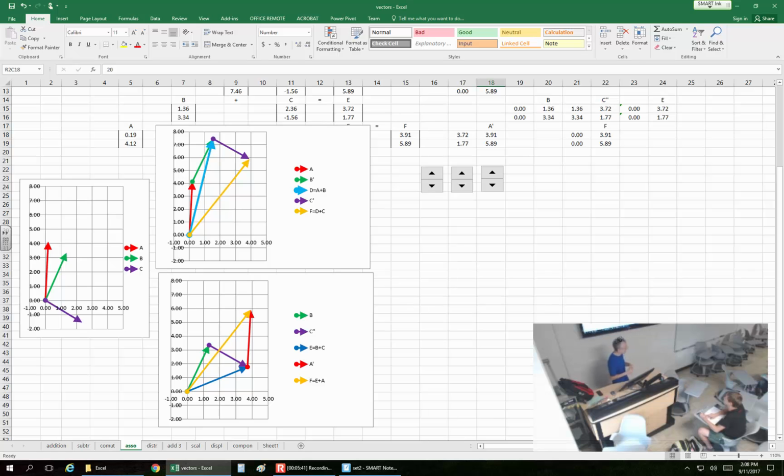Another way to do it is you add these two first, B and C, green and purple, and that gives me dark blue, which I call E. And then to E you add A, and then these two are supposed to be the same. So once again, you can certainly question.